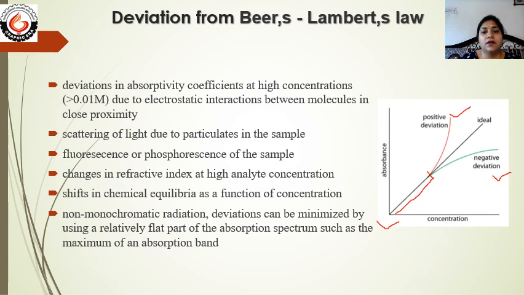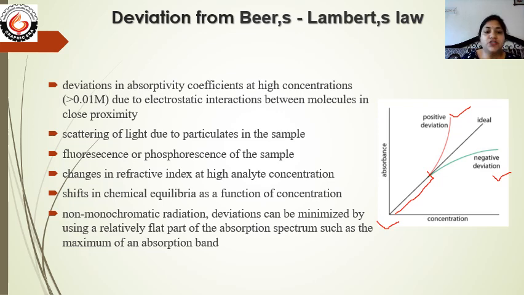Then there are two types. One is the sample, another is some particulate matter which is not dissolved in the solvent. So obviously those particulate matters are suspended, and these particulate matters reflect the light or scatter the light, due to which the solution does not obey the Beer-Lambert's law. Fluorescence or phosphorescence of the sample. If the sample has properties of fluorescence and phosphorescence, then it may add some intensity to the light.